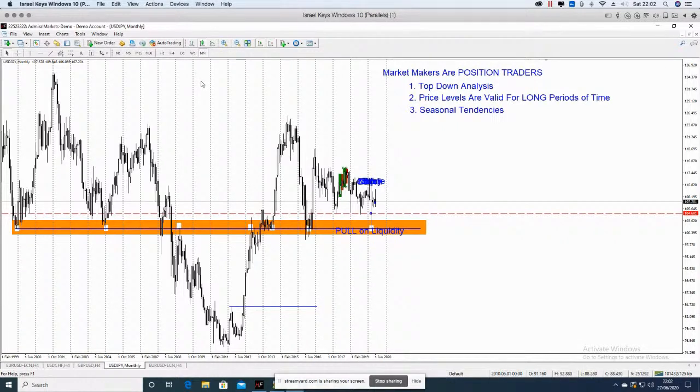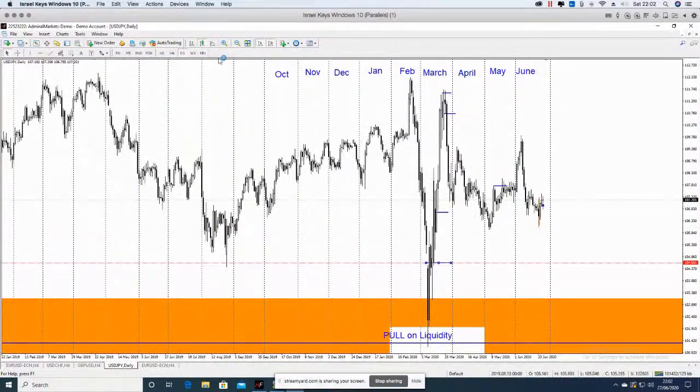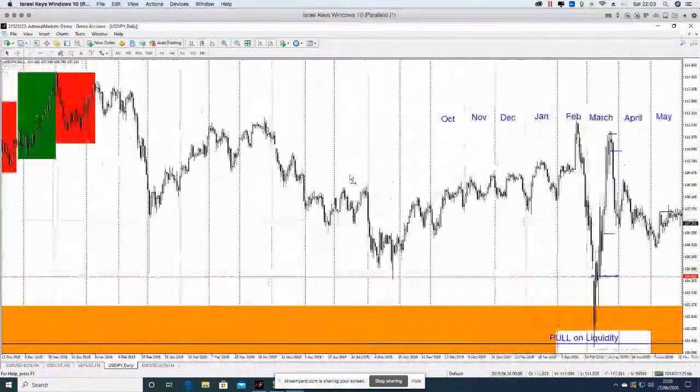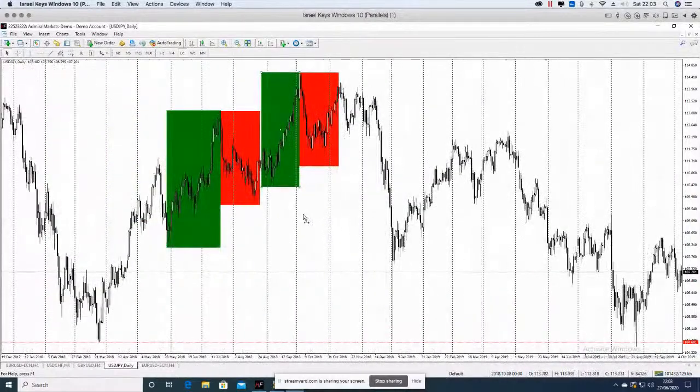But these repeat between 60 to 80% year in, year out, in spite of issues like coronavirus crashes or Brexit or credit bubble crashes and things of that nature. And these are the things that the market makers are looking at. They're not looking at your 15-minute market structure break.